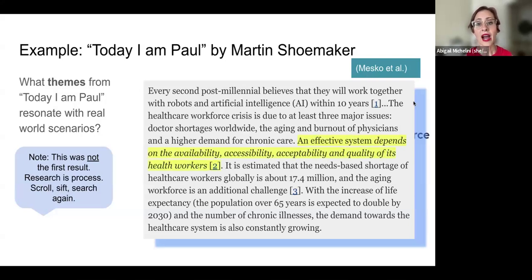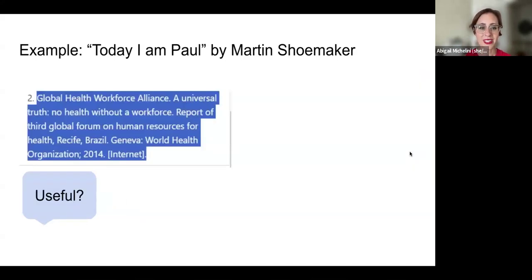Okay, so I have highlighted a quote that I want to include in my own paper, where I'm saying ChatGPT didn't get this, right? But this is important when it comes to talking about Today I Am Paul, all right? But I've noticed something here. This quote has a 2 next to it. So 2 means that it's linked to the second source in the references or the works cited. So I click on that 2, and here is where that information actually came from.